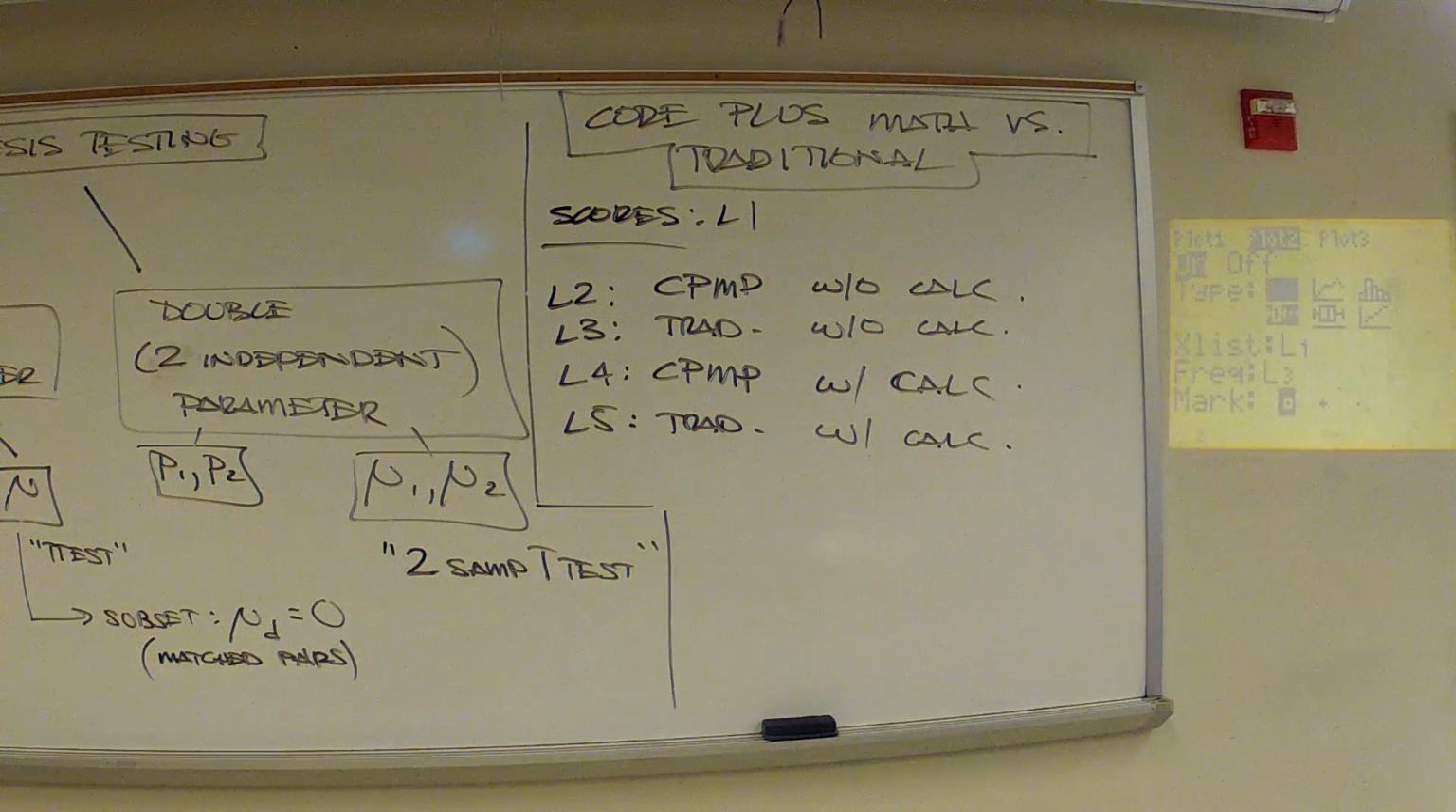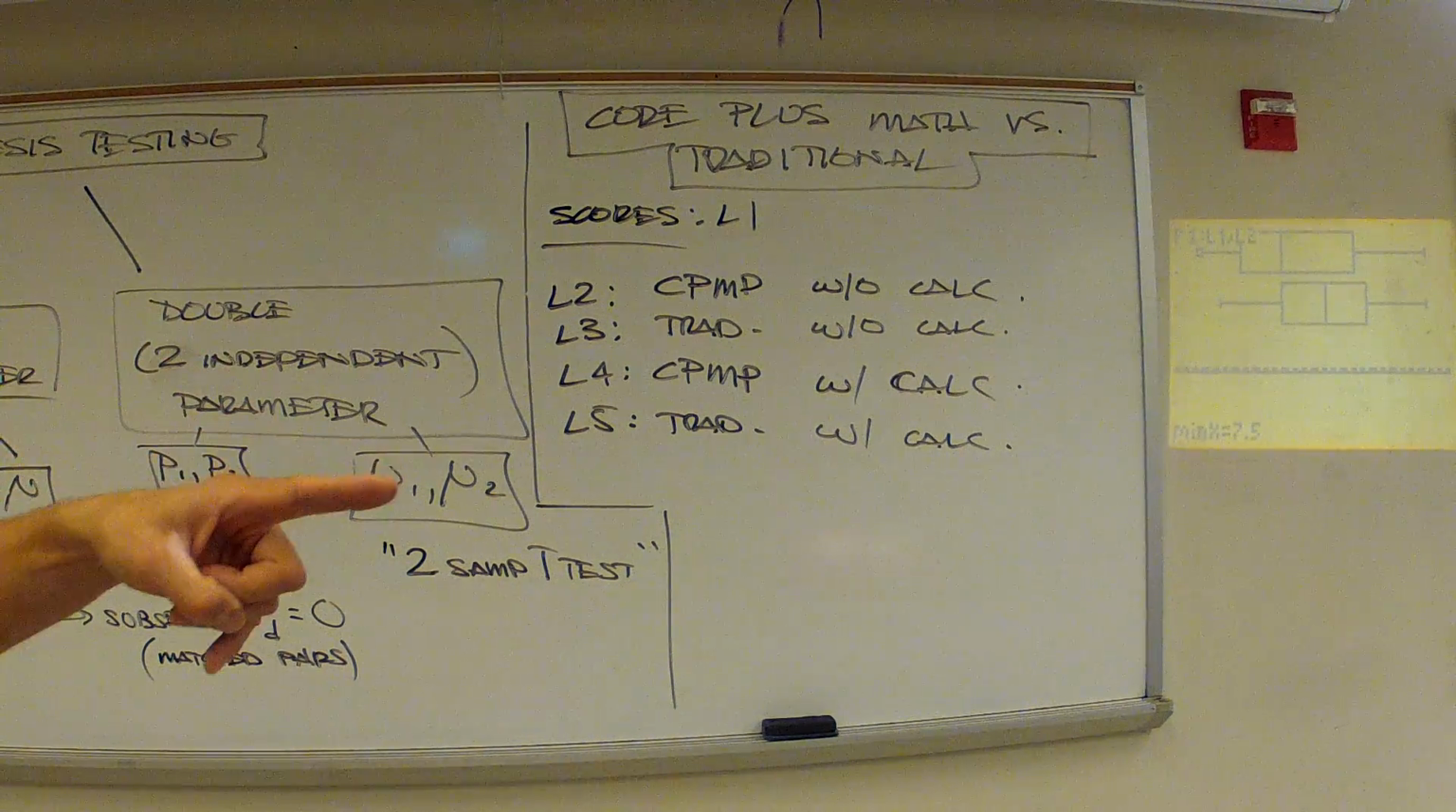Ready to rock? I say we turn these things on. Zoom 9. Okay, there they are. Now remember, I don't know which one's on top right now, so I'm going to press trace. Okay, plot 1 is the Core Plus kids. That's the core.